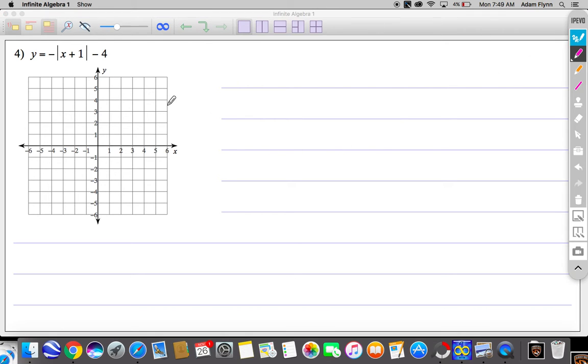Okay, for number 4, I'm going to use the axis of symmetry method again. So for our vertex, we define what our x coordinate and y coordinate are. So to find my x coordinate, I'll take x plus 1 and set it equal to 0. To solve for x, I'll subtract 1 from both sides. When I do that, 1 minus 1 cancels, so we get x equals negative 1. I'll take that negative 1 and plug it in for x up here.